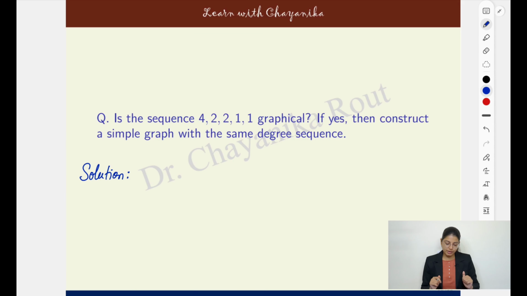So this is our first question. The sequence is 4, 2, 2, 1, 1. Our job is to check whether this sequence is graphic or not. There is another part of the question: if it is graphic, then we have to construct a simple graph with the same degree sequence.